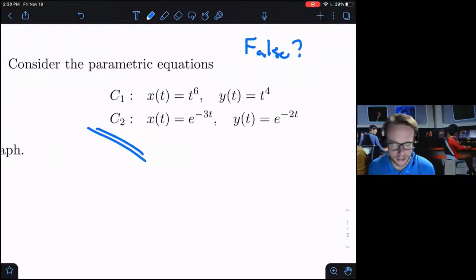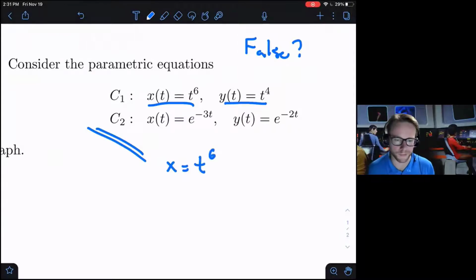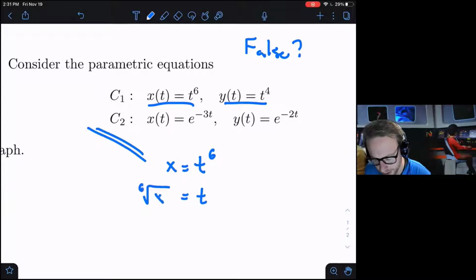I'm going to take these, starting with C1, and try to put this into its Cartesian form. So for the first one here, I'm going to write X is equal to T to the sixth power, since I know it depends on T. And I'm going to solve this for T. So T is equal to the sixth root of X. Not very pretty, but fine, I can do it.